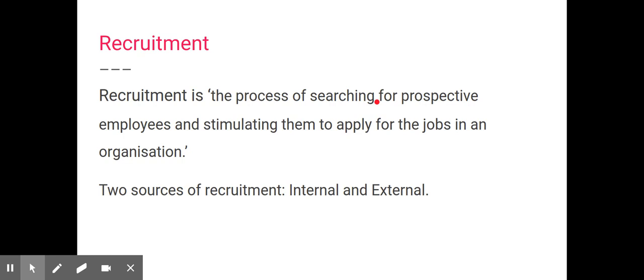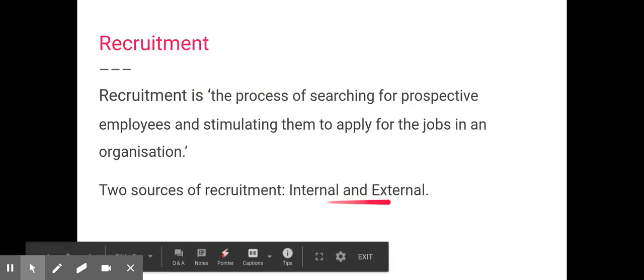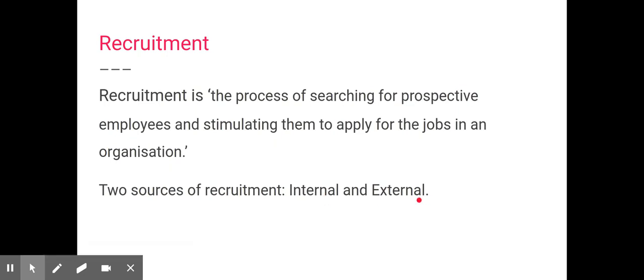There are two sources of recruitment. One is the internal source and the other one is the external source. From the name itself, you can understand. Internal source is where the recruitment happens from within the organization by means of promotion or by means of transfer. It happens from the employees who are existing inside the organization.